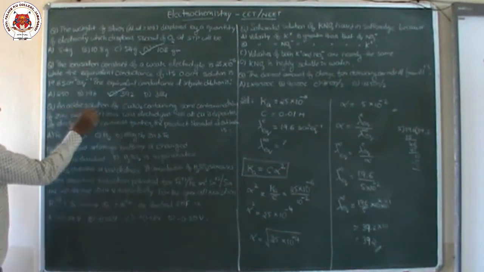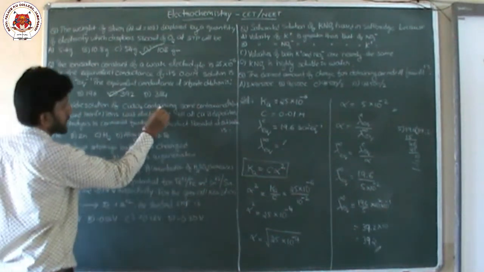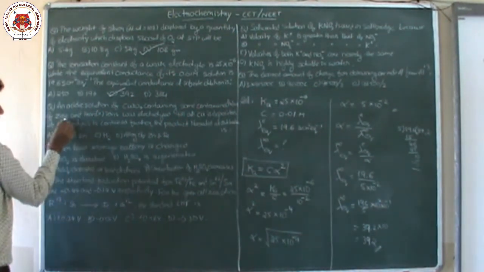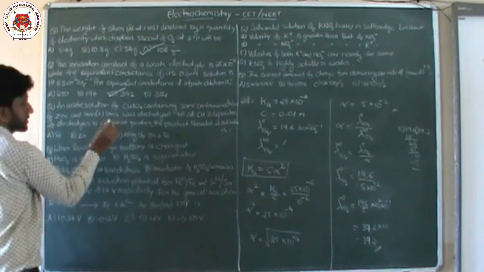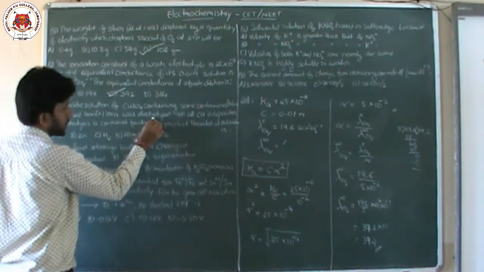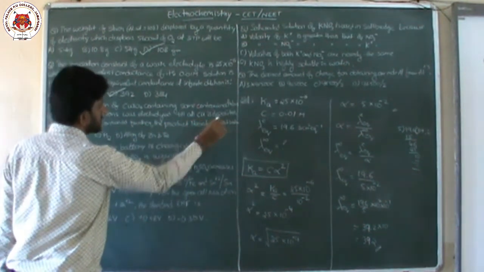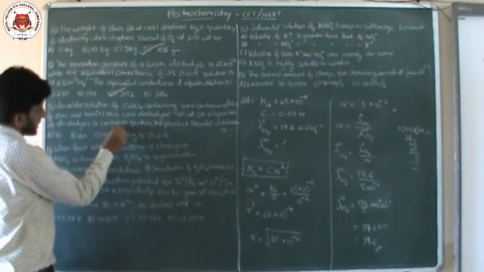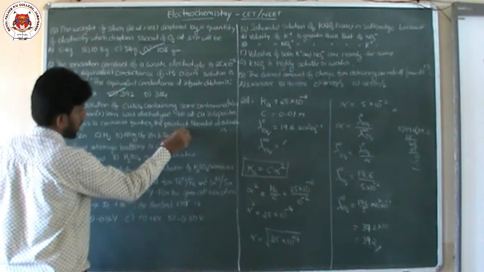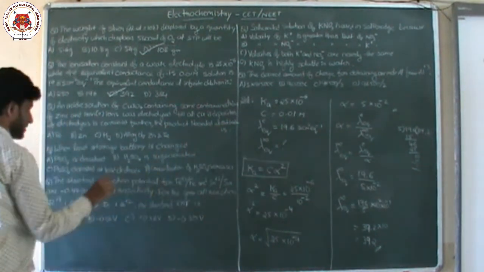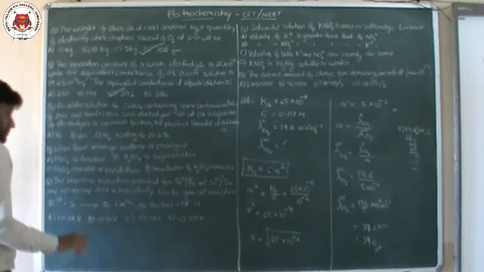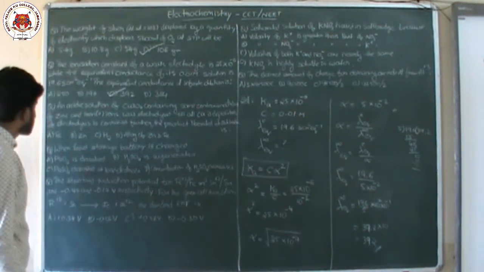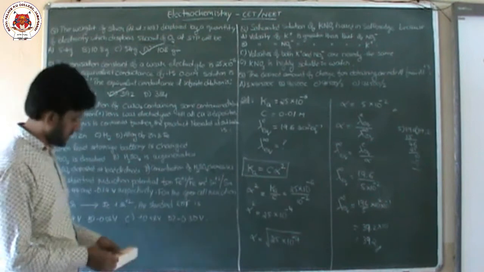An acidic solution of copper sulfate containing some contamination of zinc and iron 2 ions was electrolyzed till all copper is deposited. If electrolysis is continued further, the product liberated at cathode is? Okay, let's see this.